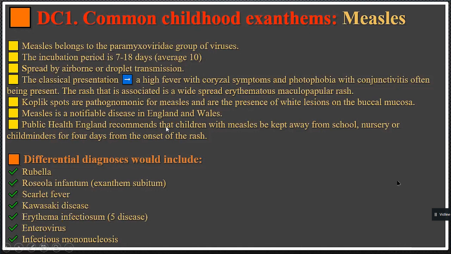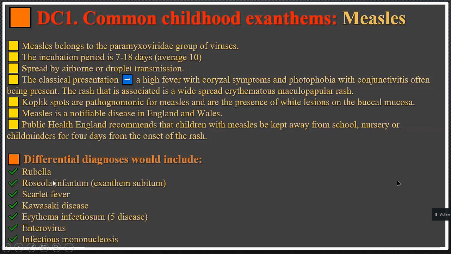Public Health England recommends that children with measles be kept away from school. It can be another question. So you have to keep the patient away from school if he's in school, or nursery if he's younger, or child minder for 4 days. So it can be an option. How many days? So 4 days from the onset of rash. It's very important.